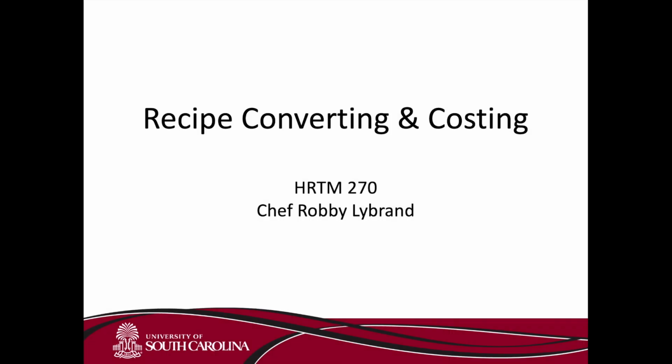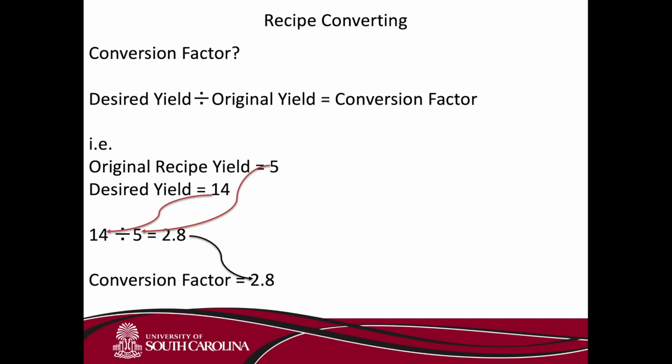Right, so over the next couple of weeks, converting recipes and costing recipes, we're going to start with how we can actually convert a recipe down, just like we were talking about a moment ago, where we have a large yield and we need to get it to a smaller yield, or vice versa. So the first thing that we have to do is come up with a conversion factor.